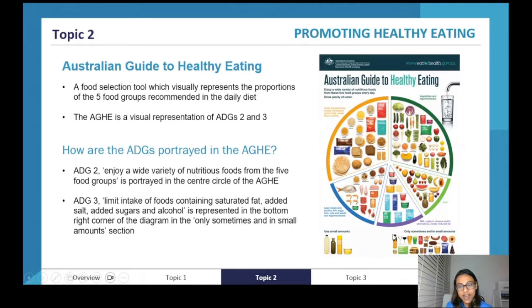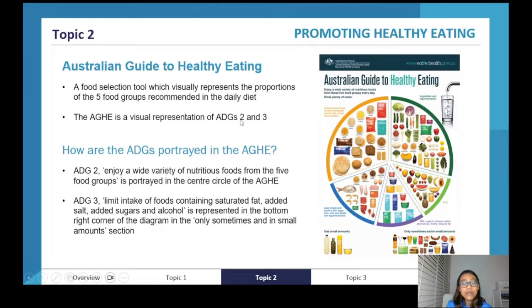So the ADGs have a section at the bottom containing images of foods that should be eaten, quote, only sometimes and in small amounts, end quote. That's how you can start to form it. Knowing the content and knowing what each of it looks like is fine, but you need to know how to word it in your responses.